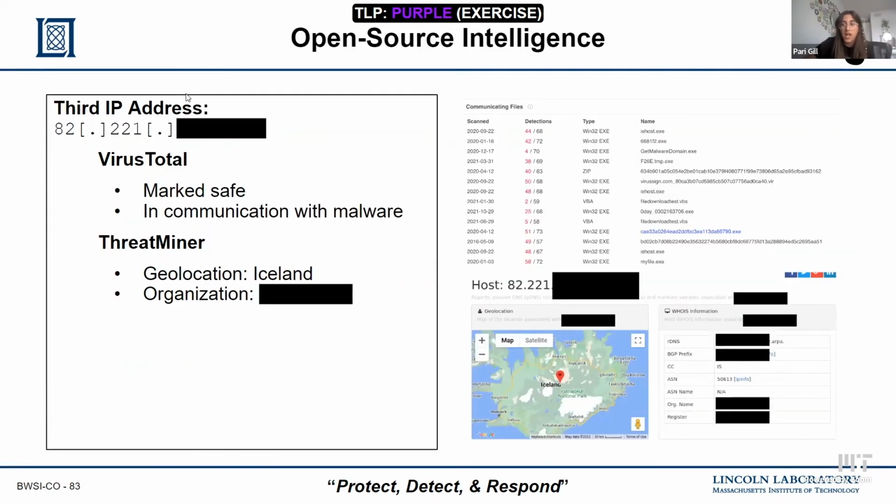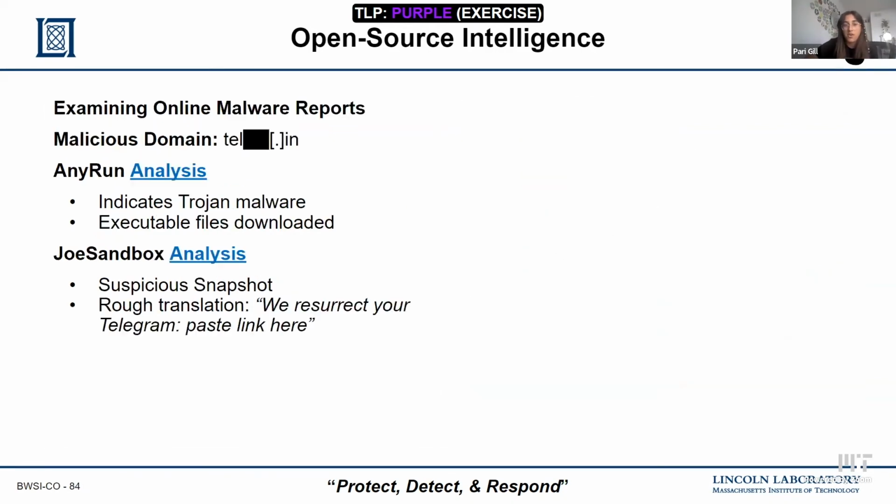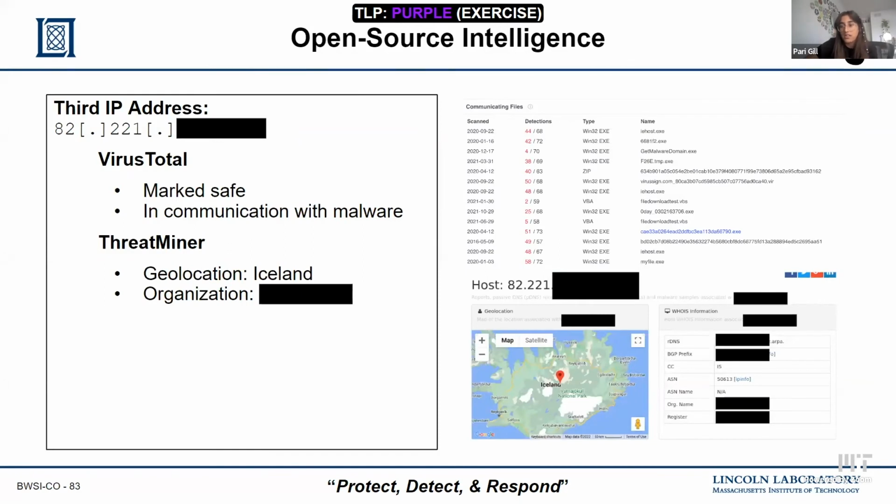Then we ran the third IP address that we gathered from the AnyRun scan on the malicious domain through VirusTotal, and we found that it was marked safe by several security vendors, but however was in communication with malicious software. Although we conducted further research to uncover more details regarding the intent of the IP address, there was nothing else we could find. But we also conducted a ThreatMiner analysis to conclude that the IP address belonged to an organization based in Iceland.